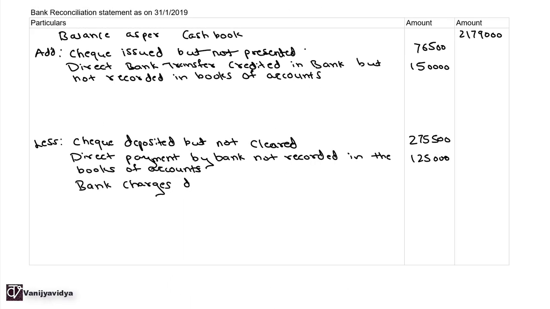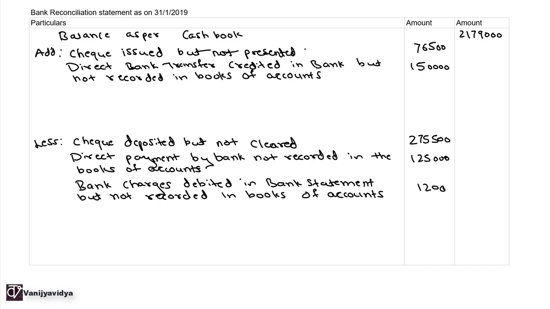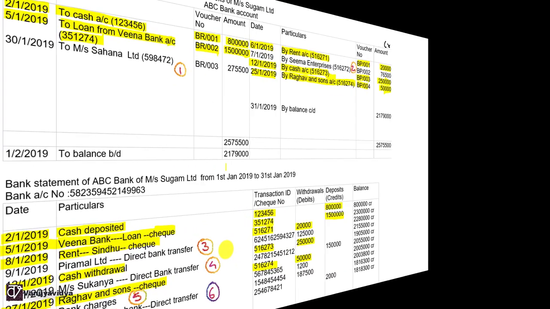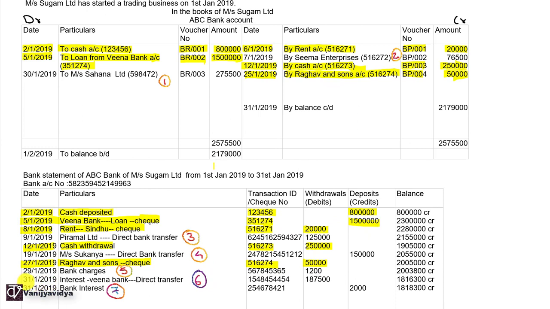Let's do that. Less bank charges debited in the bank statement but not recorded in the books of accounts 1200. Now let's see the next transaction. 6. 31st Jan 2019 interest Veena Bank direct transfer. We have transaction ID 1,87,500. Now there was some interest which was paid to Veena Bank directly by bank transfer. So it is appearing in the bank statement but same is not recorded in the books of accounts.